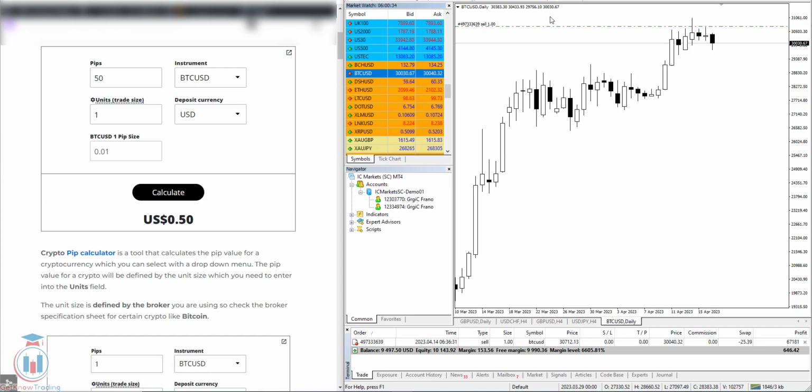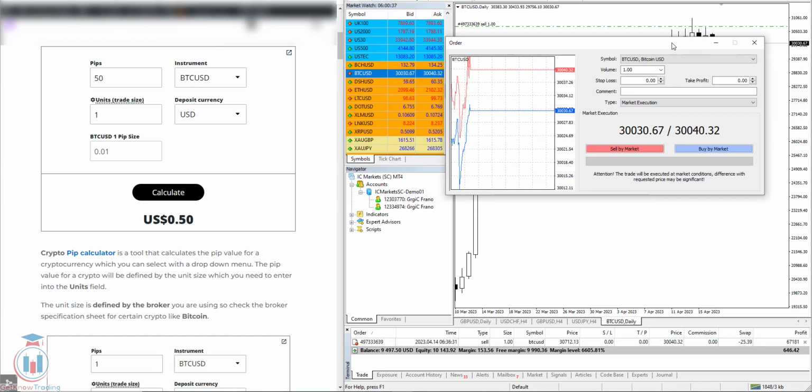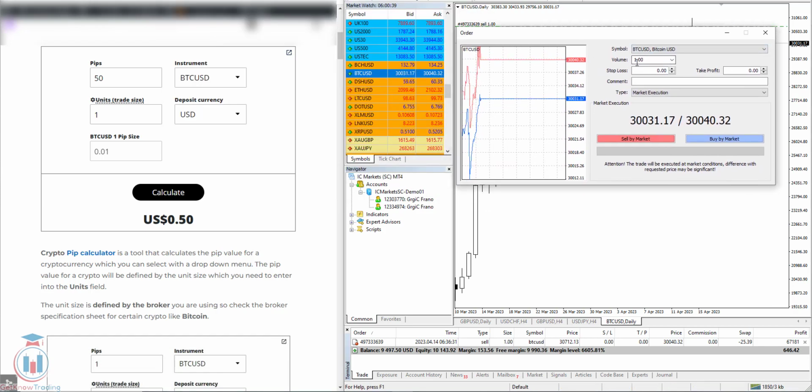So this means when you go to the new order window, you have the volume, which represents a lot size. When you use the drop-down menu, you can see that the minimum is 0.01, so you can open one micro lot on Bitcoin USD. And the maximum is 10. You have here number 8, but you can use the keyboard and enter number 10, and then you can open a sell or buy order on the trading platform.